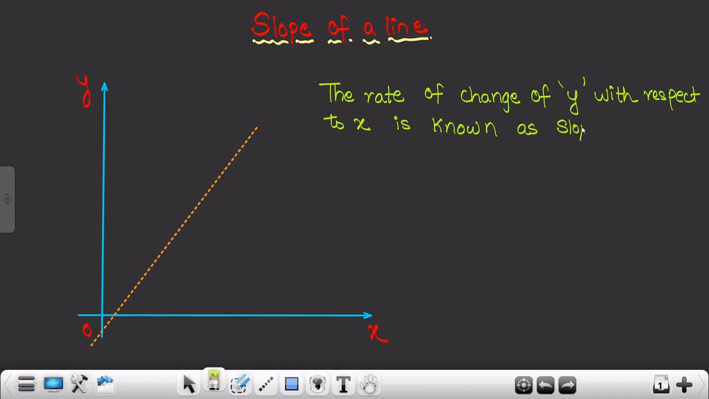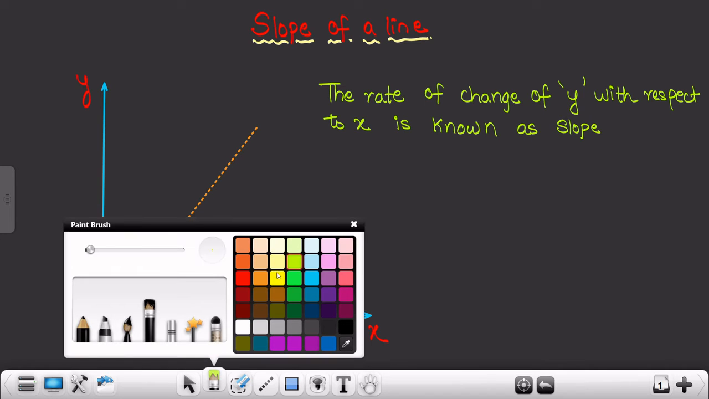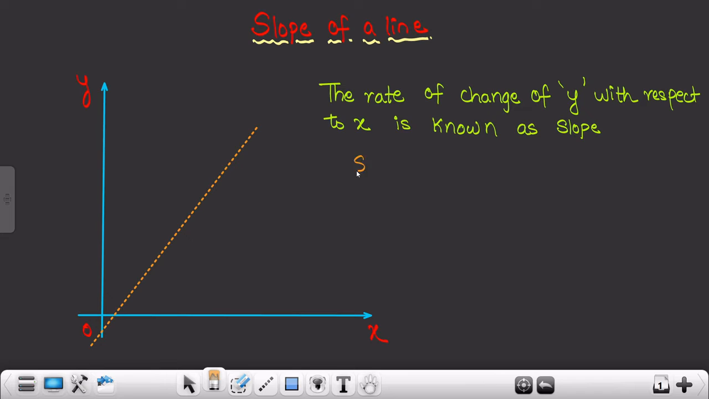Let me write it properly so that whenever you refer to this PDF you should not get any doubt in your mind. So I would write slope is equivalent to change in y divided by change in x. This is what we have learned through this definition of slope of a line. Or I can also write this as del y upon del x, where del means nothing but change.